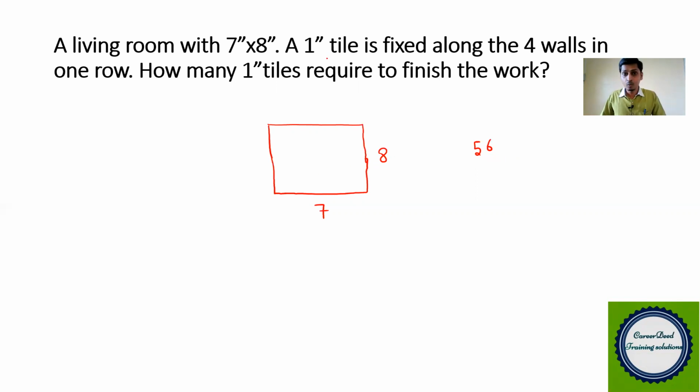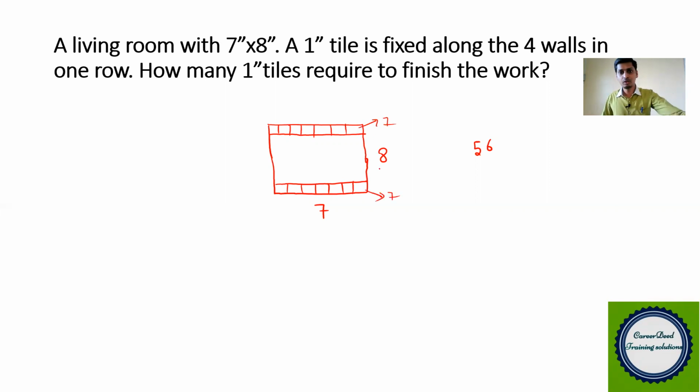Now it is given a 1-inch tile is fixed along the 4 walls. So 1-inch tile, right? So here you are fixing 1-inch tiles, and here you are fixing 1-inch tiles. It will go like this: 1, 2, 3, 4, 5, 6, 7. And here also it is 1, 2, 3, 4, 5, 6, 7. So totally you fixed 7 tiles of 1 inch on one side, and here also you have to fix how many tiles? Already you fixed how many tiles? Here you fixed 7 tiles, and here also you fixed 7 tiles.